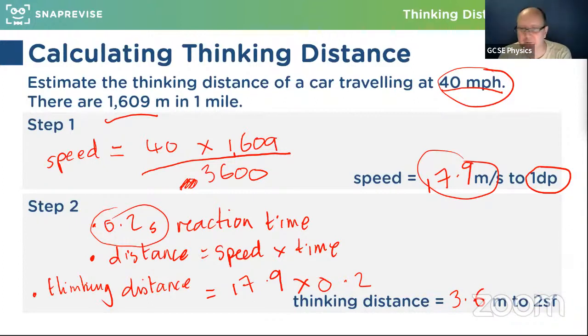So if you're driving a vehicle at 40 miles an hour, and it takes you a fifth of a second to respond to an external stimulus, in that time you will have traveled a further 3.6 meters before you've even begun to put your foot on the brake.